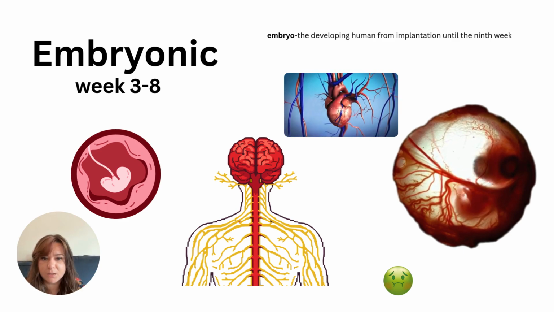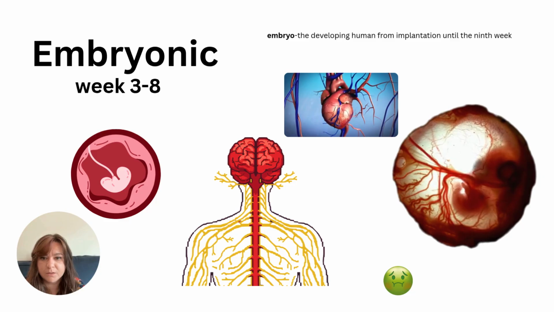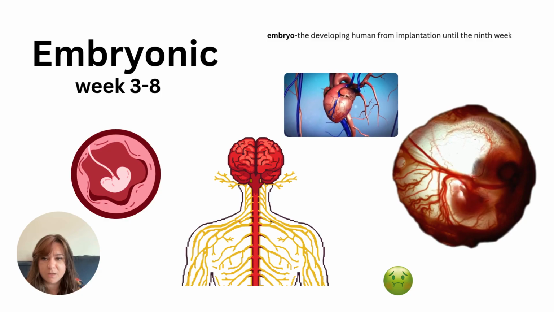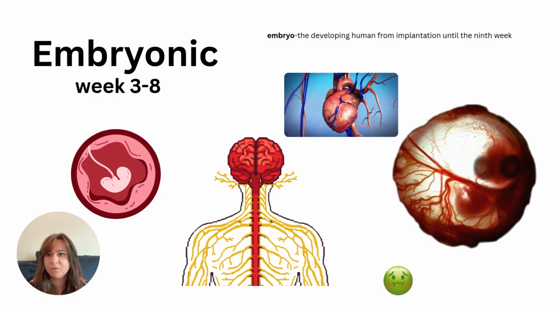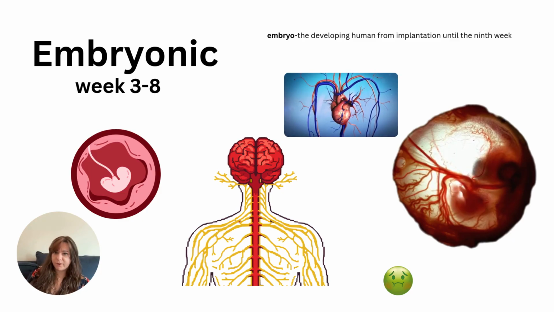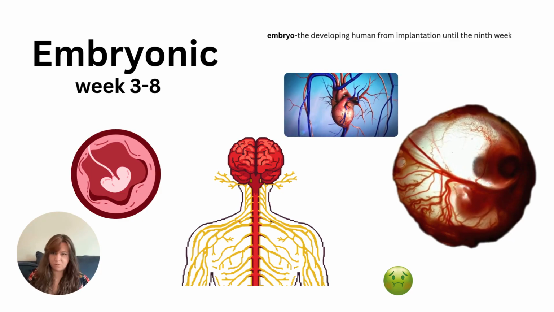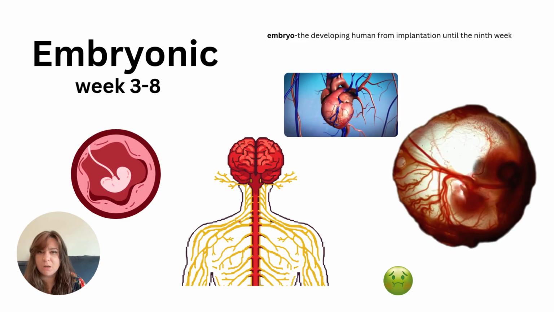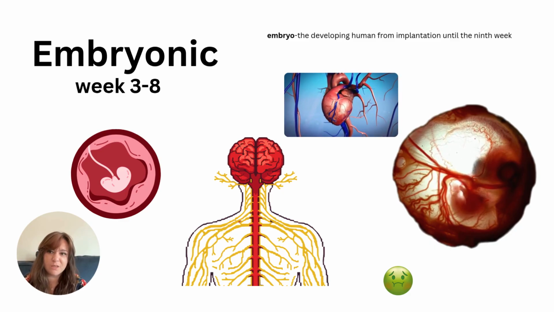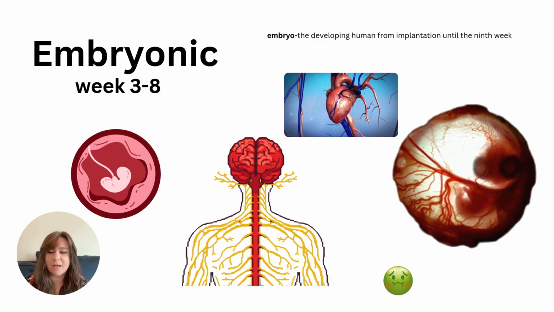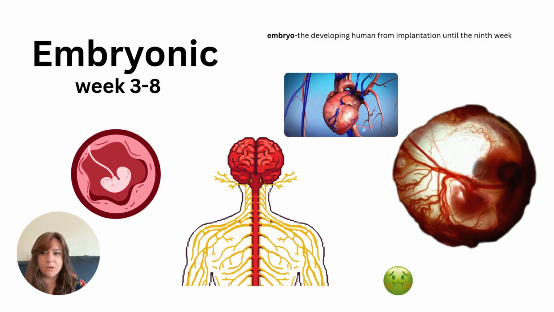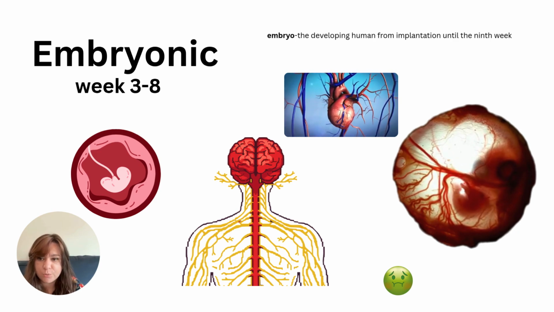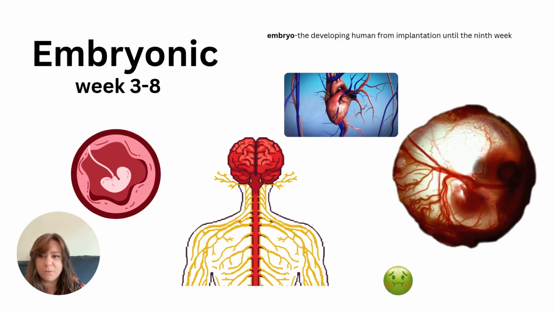The second stage of prenatal development is the embryonic stage, and this lasts from about the third week of pregnancy until the end of the 8th week. During this stage, the blastocyst begins to take on distinct human characteristics, and this is now called an embryo. Important structures such as the neural tube, the brain, and the spinal cord begin to develop.